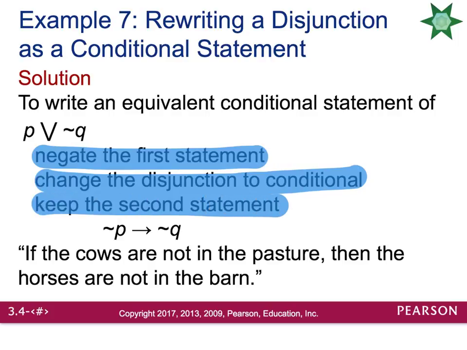So we go from P or negation Q to negation P, arrow negation Q. Remember, we don't change that consequent, that second part. We only change the first part. So how does that translate? If the cows are not in the pasture, then negation P, then the horses are not in the barn.